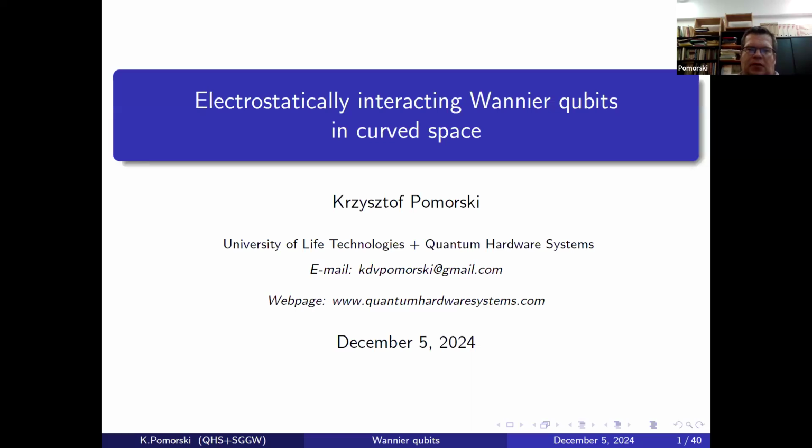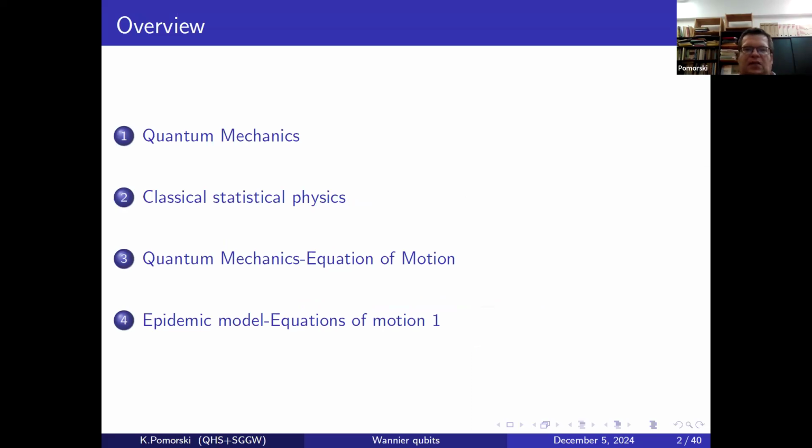This is work that has been under continuation for the last 4 years, and this is associated with Quantum Hardware Systems Company, and right now it's under continuation at Warsaw University of Life Sciences. All right, so let me move on. Basically, I will talk about quantum mechanics and classical statistical physics. Then I will mention more specialized solutions of quantum mechanics in respect to Wannier functions, and I'll mention different applications. One of the applications will be an epidemic model. So there will be this ability to map any classical statistical physics model into a quantum model as well.